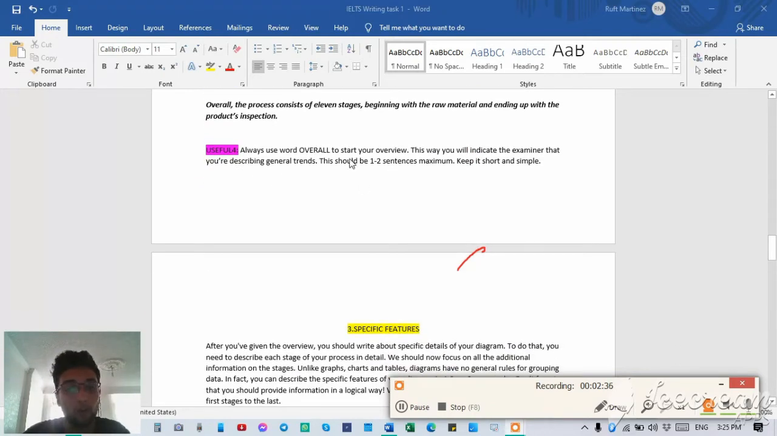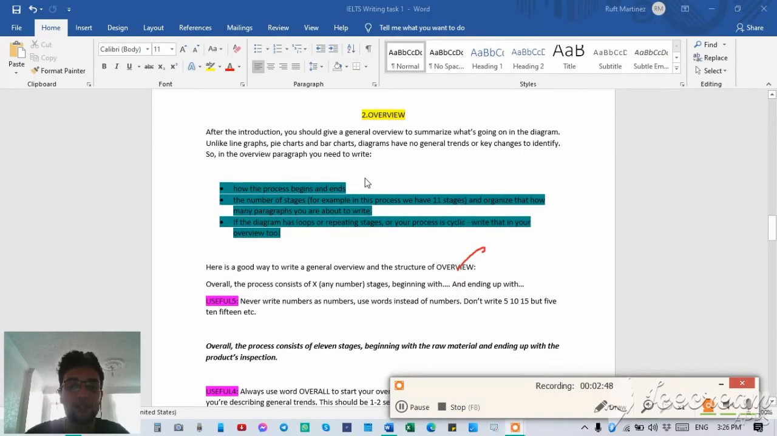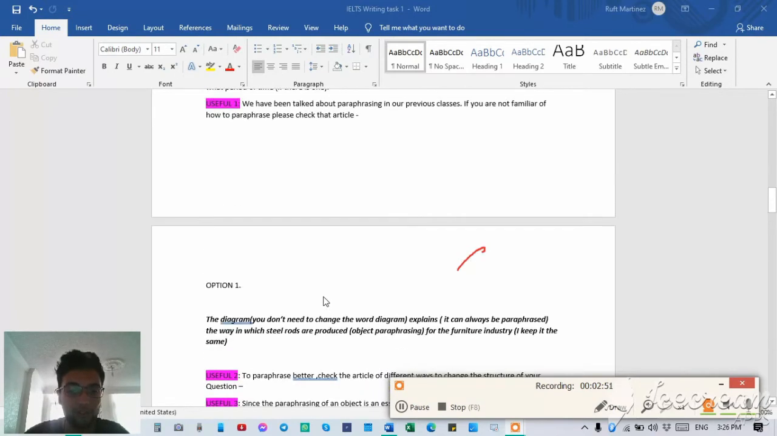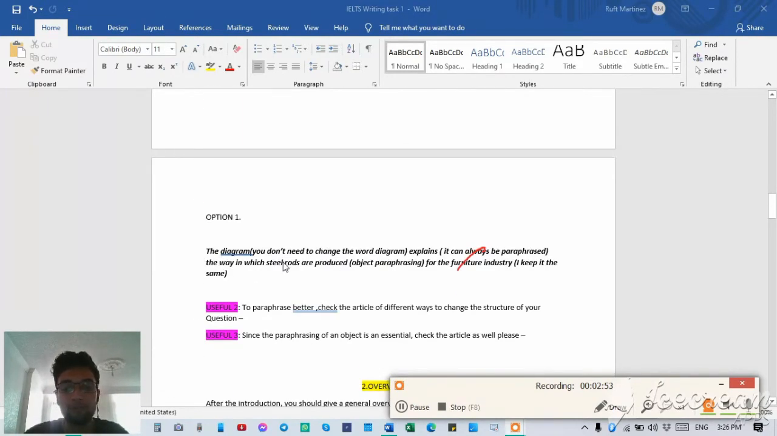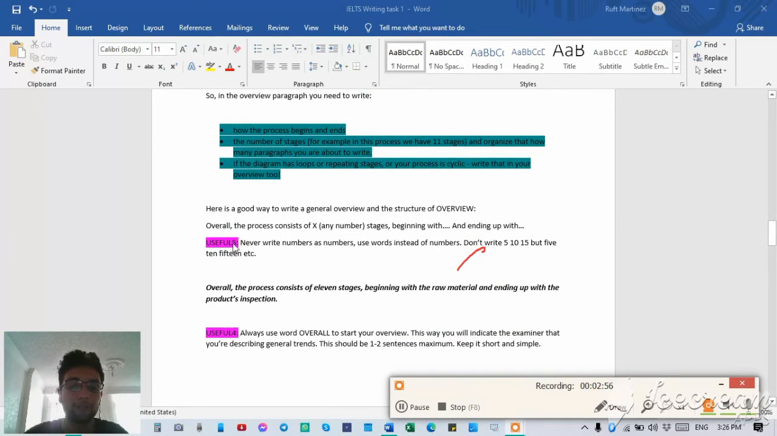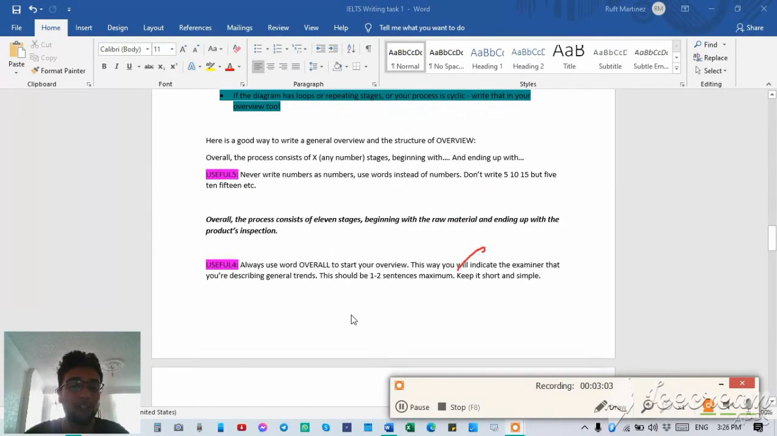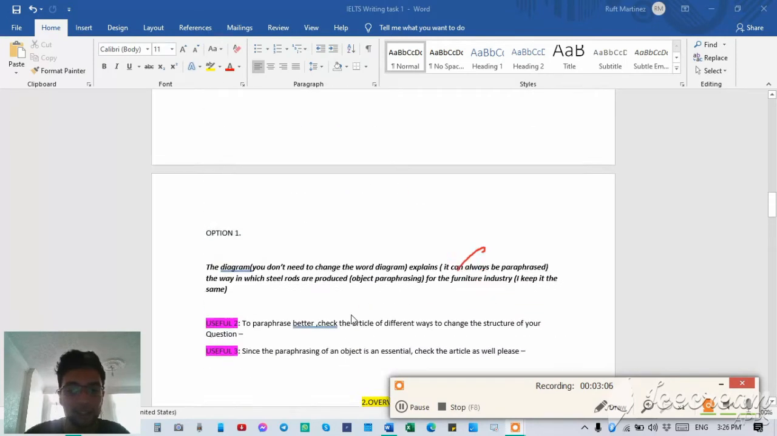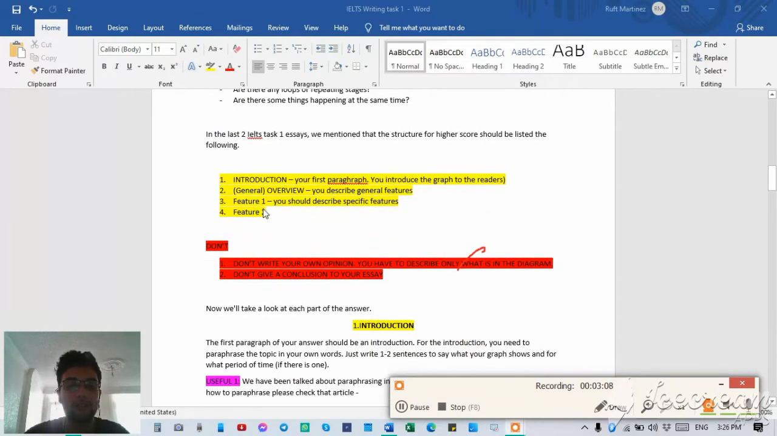Always use the word overall to start your overview, and this way you will indicate to the examiner that you're describing general trends. This should be one or two sentences maximum, short and simple. That's how we write the introduction, by paraphrasing the question, and the overview, following this rule: the process consists of the number of stages, where it starts, and where it ends. And the next paragraph, according to the structure, is the specific features.